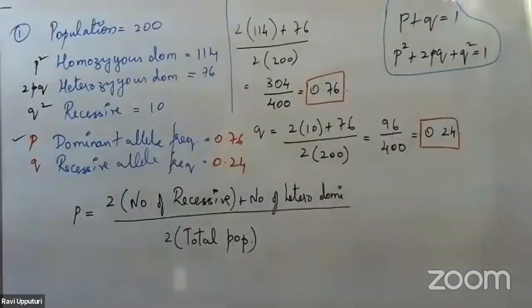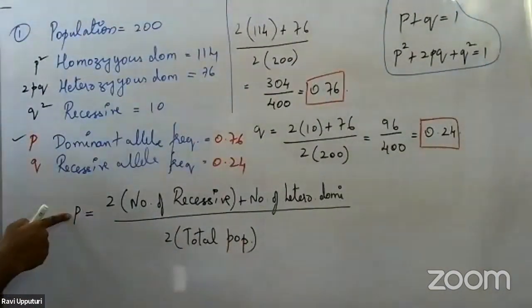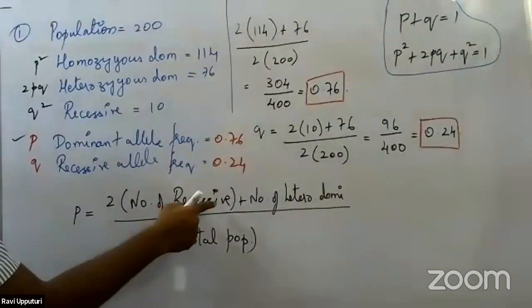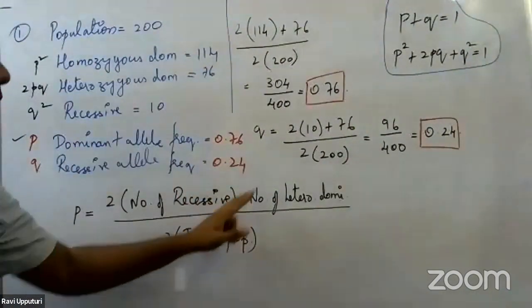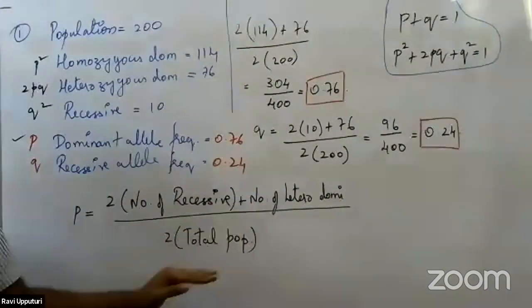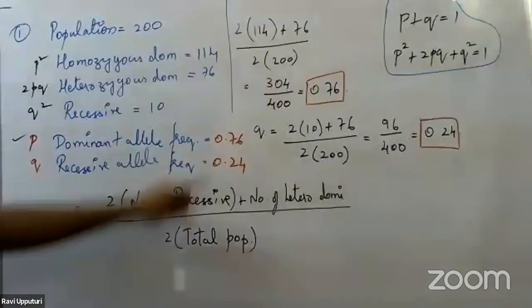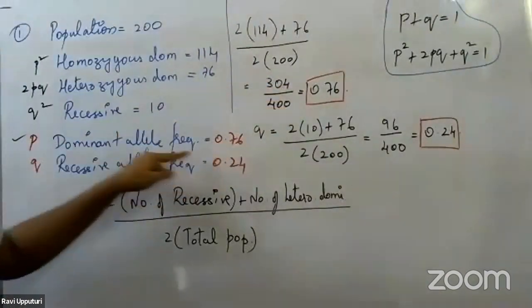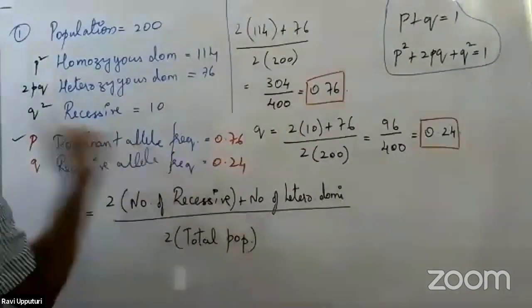So how do we do it? We use a simple expression. If you have to find out the dominant allele frequency p, it would be 2 into number of homozygous dominant individuals plus the number of heterozygous dominant, divided by 2 into total population. So when you start simplifying this, we'll be getting 0.76. So 0.76 would be our dominant allelic frequency.